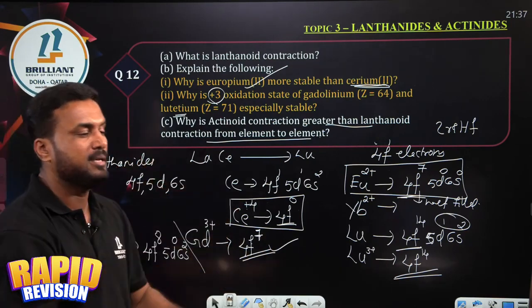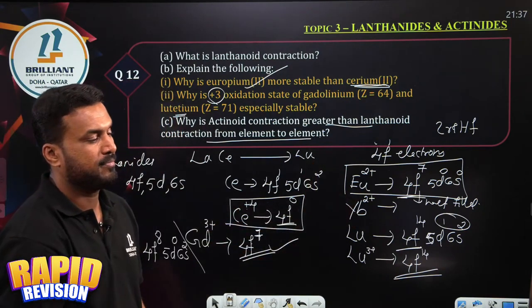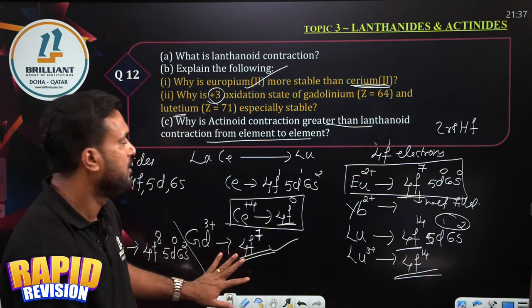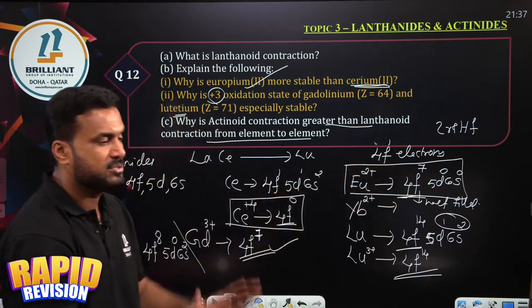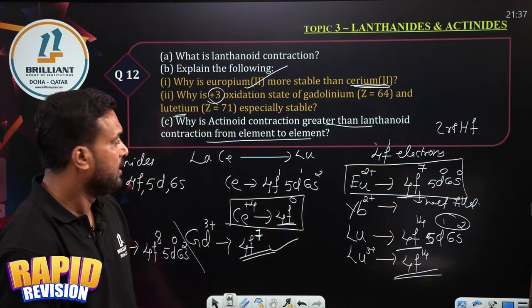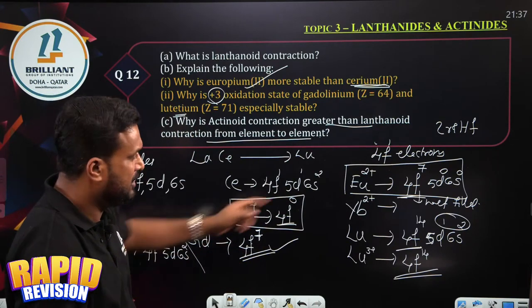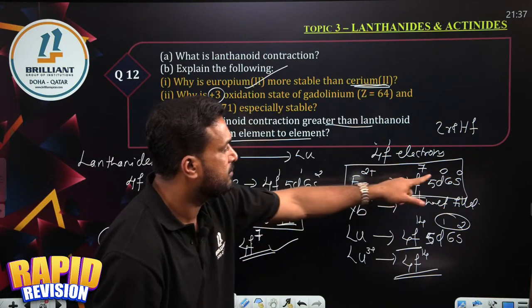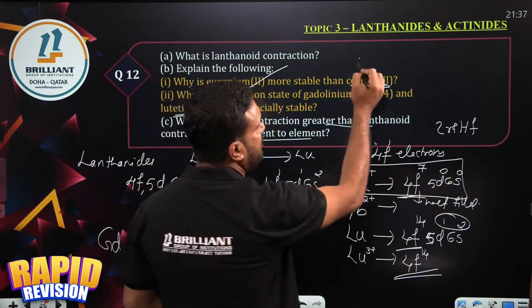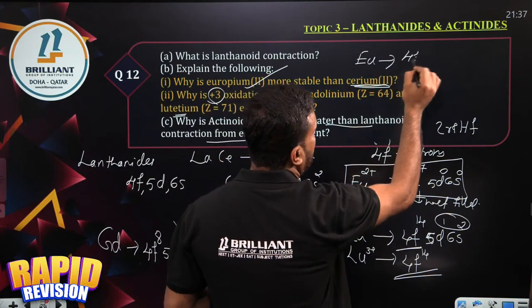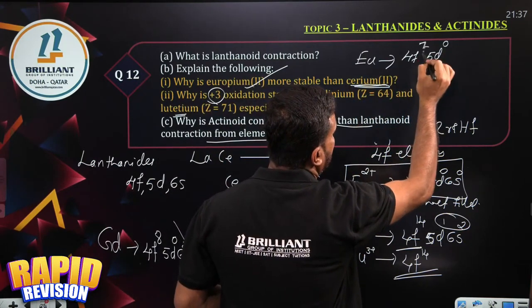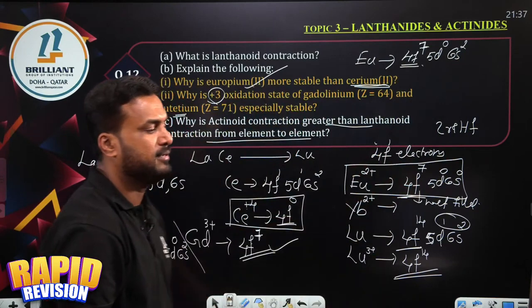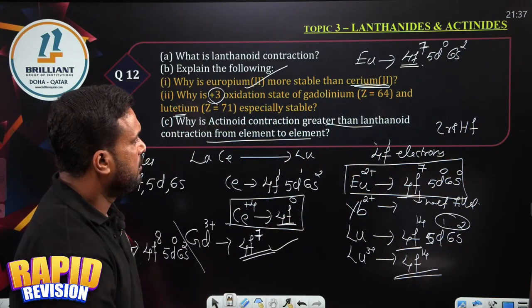Same like half filled d and completely filled d, we have stability for f also. So this is completely filled f, stable. This is half filled f, stable. Europium 2 plus, half filled f, stable. Europium comes before gadolinium, near to gadolinium. So this will be 4f7, 5d0, 6s2. So 2 electrons lost from this one. So europium, the general one, you can write 4f7, 5d0 and 6s2. So if 2 electrons are removed, 4f7 means half filled.